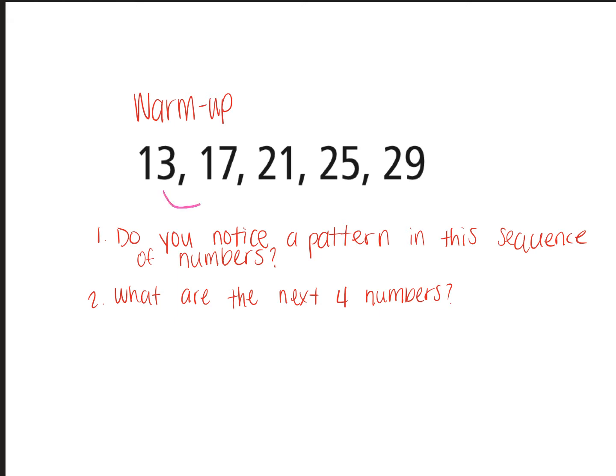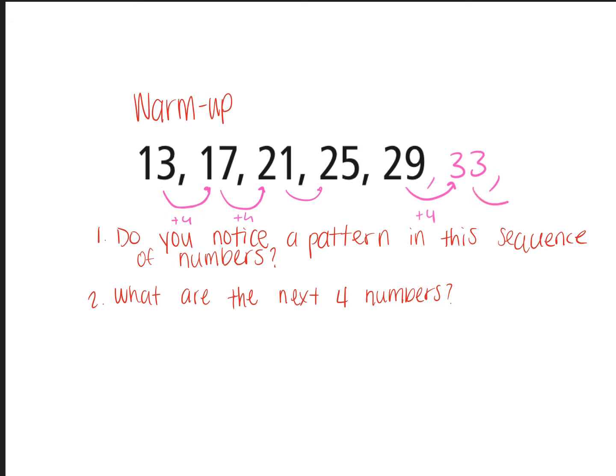What's the pattern? What are we increasing to go from one number to the next? 4. We're adding 4. So we add 4 each time. So if I was looking for the next number in the sequence, what would that be? 33. Perfect. 29 plus 4 would be 33.